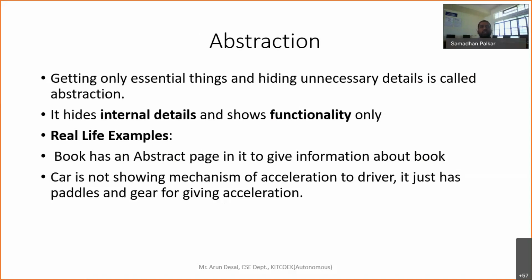So this is simply called abstraction: getting only the essential things and hiding unnecessary detail, right? So what actually are we going to hide in abstraction? Obviously, all the internal details are hidden, and whatever the major functionality is, that is going to be shown, right?